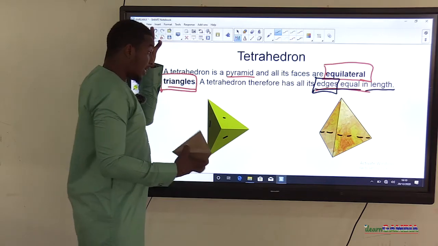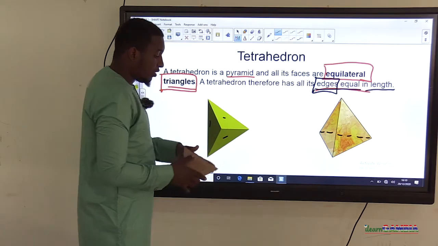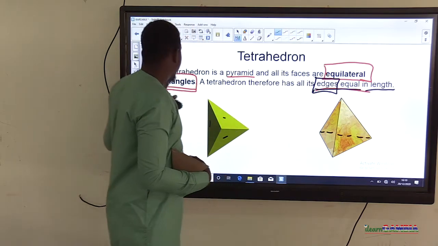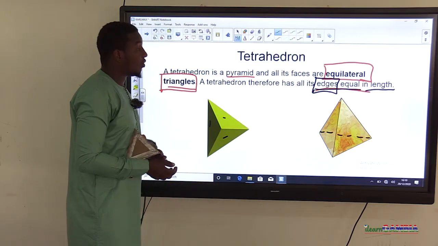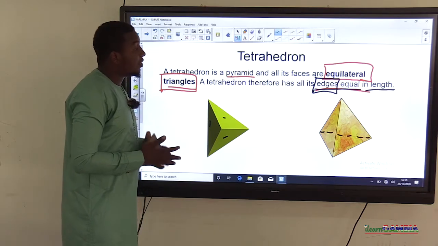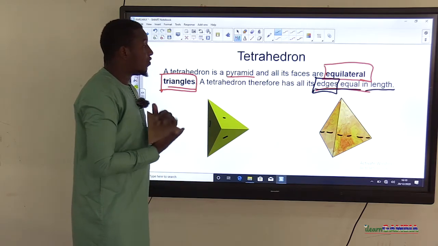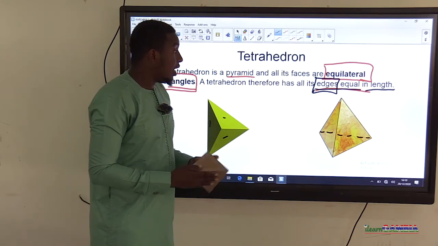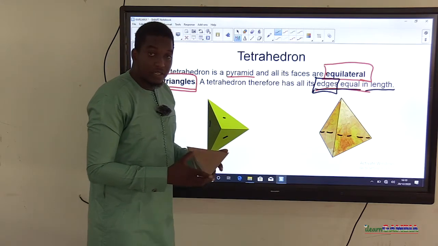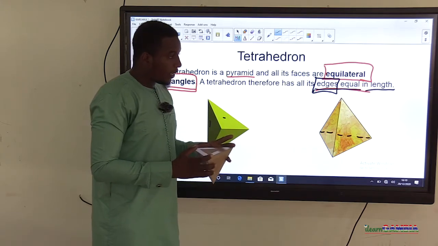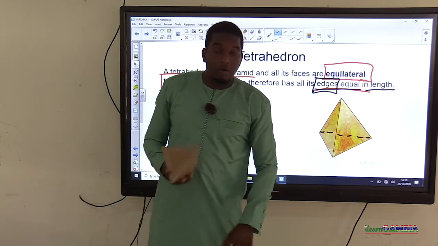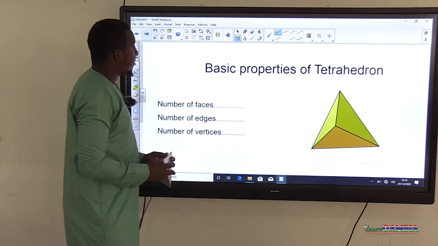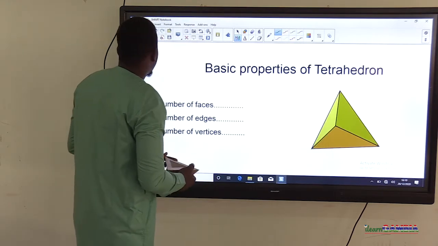So we are going to find out how many equal faces they have, because we know that all the faces are equilateral triangles. It means all the faces are equal. We'll also find out how many equal edges they have, because they are all equilateral triangles. And also we'll look at how many vertices they have, that is where three or more faces meet, or three or more edges meet. We go straight to doing that.